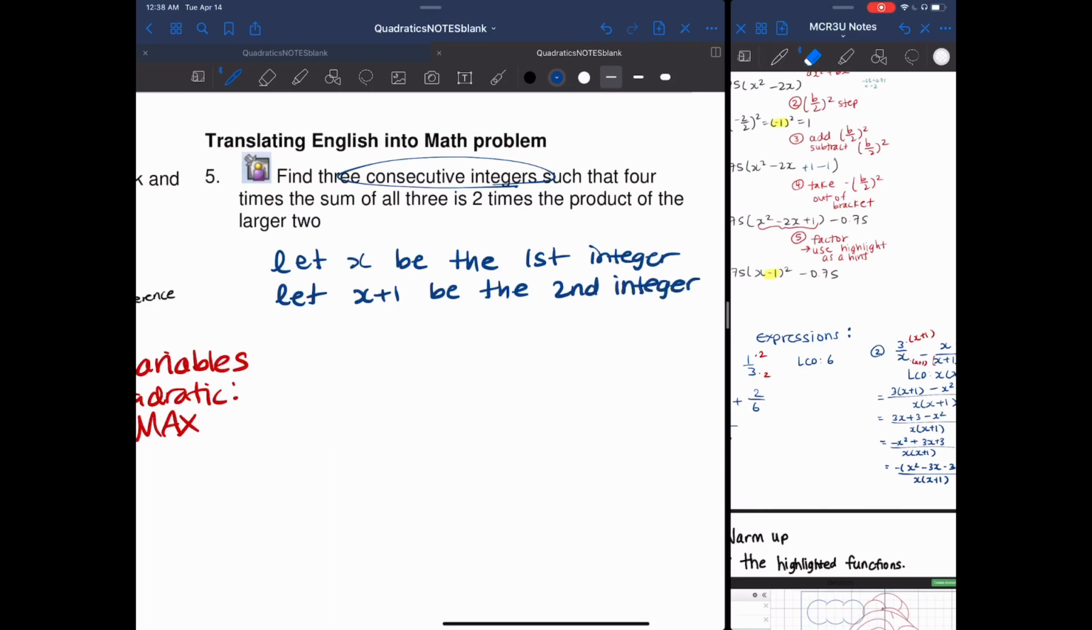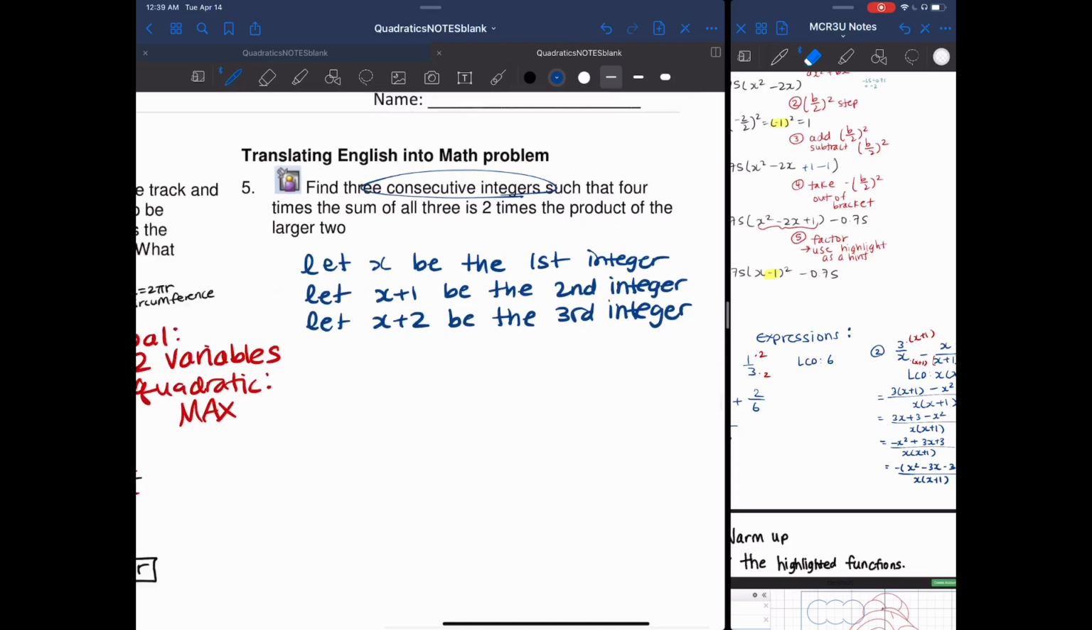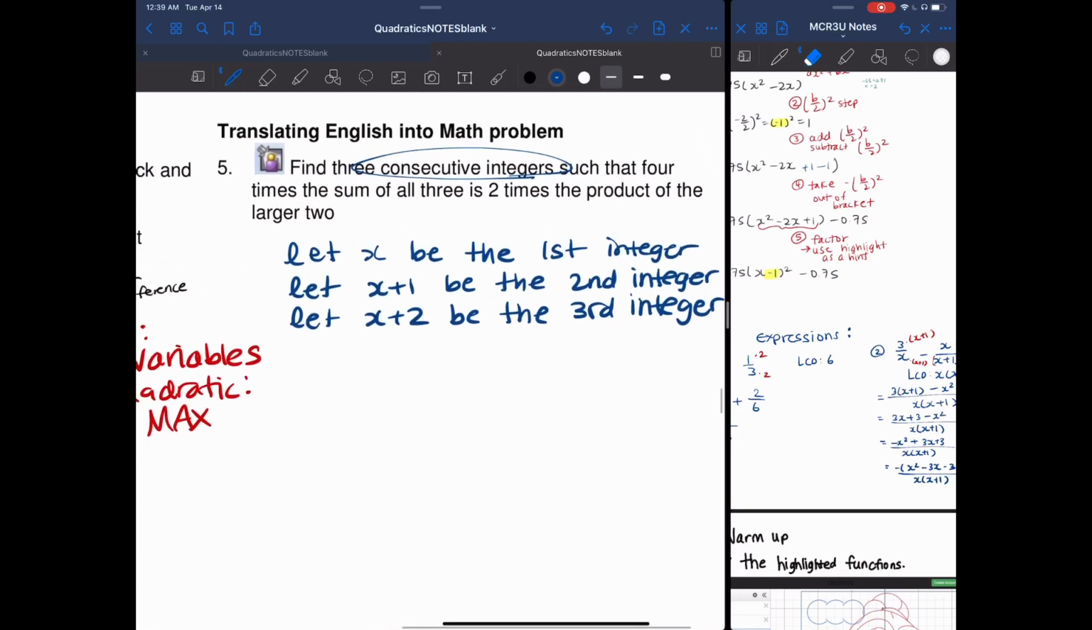Okay, and then you would do what? Well, if you have 1, 2, and then 3 as a third number, then you would add 2 to the initial one. Let x plus 2 be the third integer. There's no point in introducing another variable to make it more complicated. For consecutive, you just want to be as simple as possible. Okay, that's the first part.